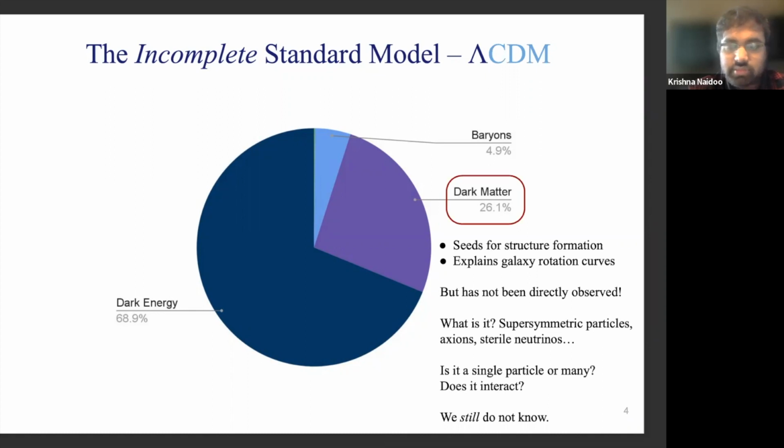There are some potential solutions, which include supersymmetric particles, axions, and sterile neutrinos, but we really don't know if it's a single particle or many, and we don't know if it interacts. We know it certainly doesn't interact with radiation and matter very strongly, but does it interact with itself? Does it interact with dark energy? That's still unknown.